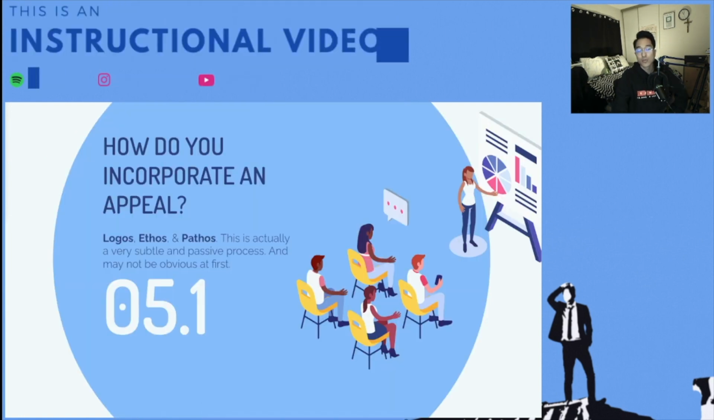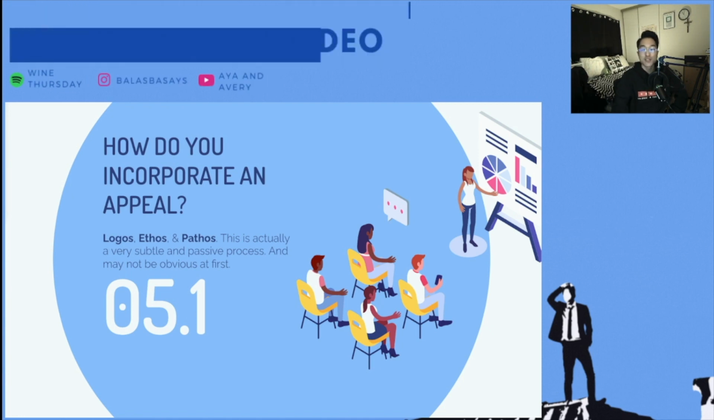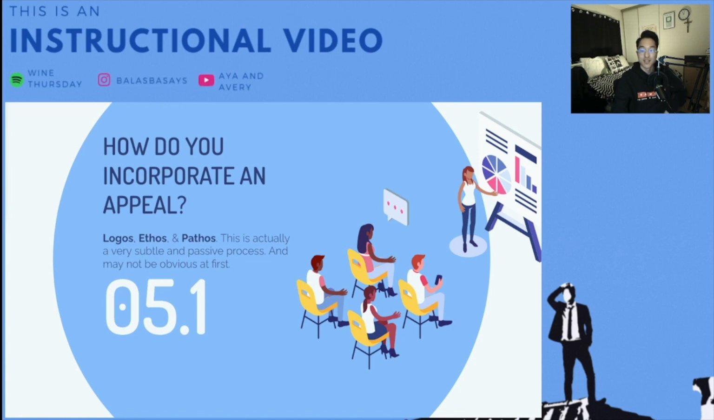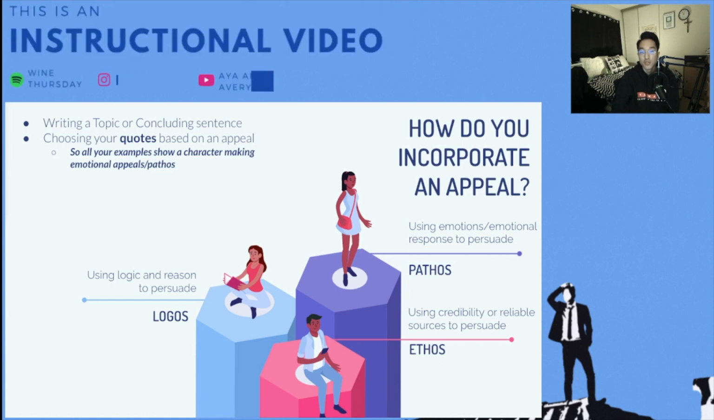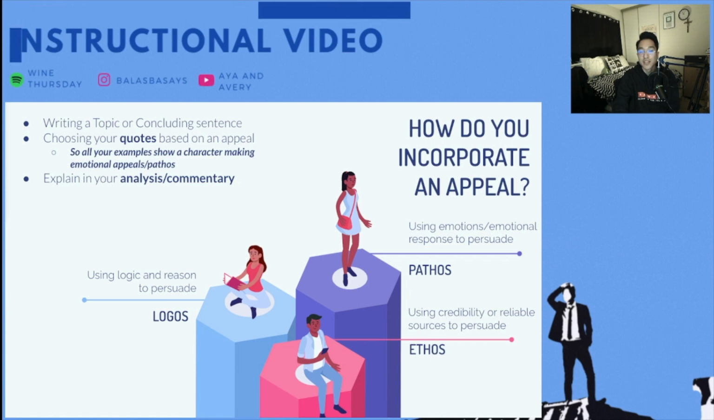So how do you incorporate an appeal? Using logos, ethos, or pathos, this is actually a very subtle and passive process, and it may not be so obvious at first. You can use an appeal when writing a topic sentence or concluding sentence. You can choose your quotes based on an appeal. So your examples show a character making emotional appeals or using pathos to persuade. You can also explain it in your analysis or commentary, and this is the least subtle way. This shows logos because blank.